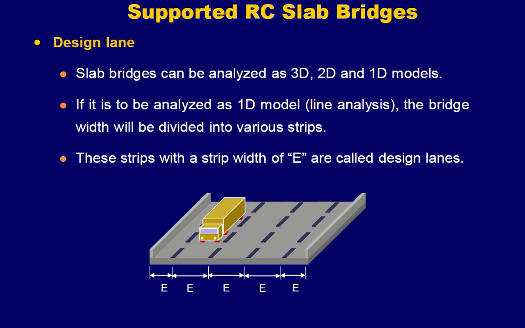So 1D models will be much simpler, but the results will not be that accurate. If it is to be analyzed as a 1D model, which is line analysis, the bridge width will be divided into various strips of unit width. These strips with a strip width of E are called design lanes. So you can divide it into unit feet, or you can divide it into the design lanes. The exterior lane will have a different width, however the interior lanes will have a different width, right?